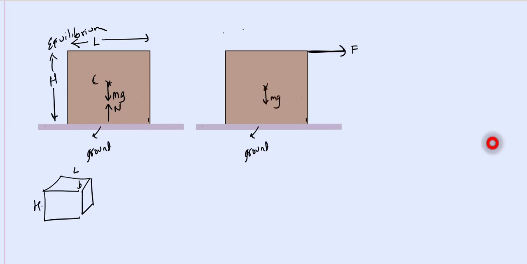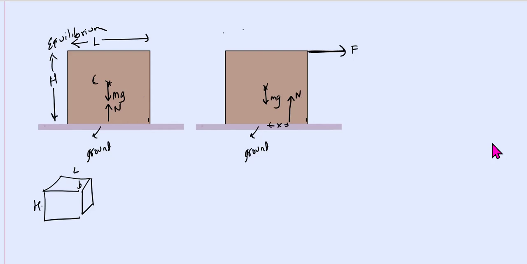As I start applying this force F, the normal reaction, which earlier was acting here, now starts shifting. So it will start acting on the right side of the center of mass. So here, the normal reaction will act like this and will start shifting. Next question comes: what makes the normal reaction shift? So we'll start with this one.